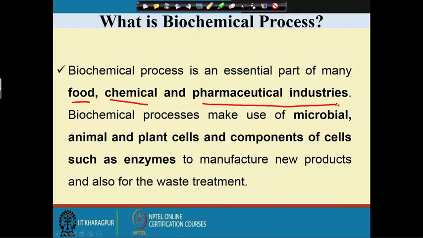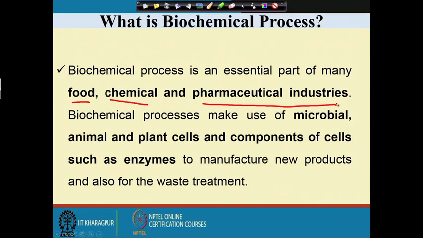Then I want to talk about chemicals. Different biochemical industries are involved in producing chemicals like lactic acid, citric acid, and ethanol. So, different types of chemicals can be produced through these biochemical processes. And in the pharmaceutical industries, we produce a lot of antibiotics, because in day-to-day life, when we have some health problem, we go to the doctor, and the doctor prescribes some kind of antibiotic for curing the disease.